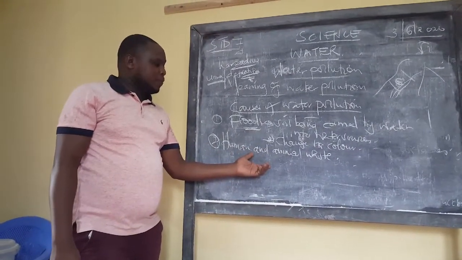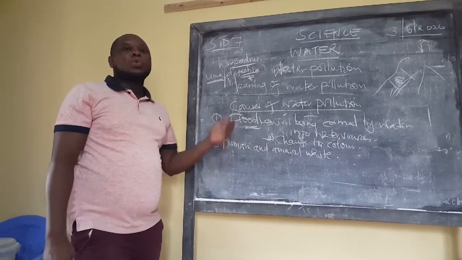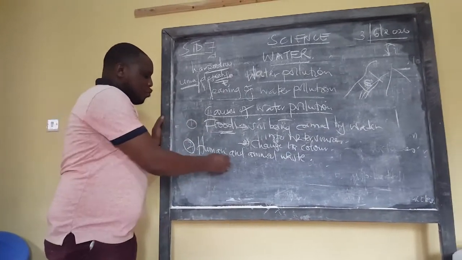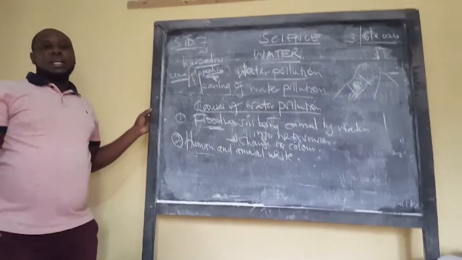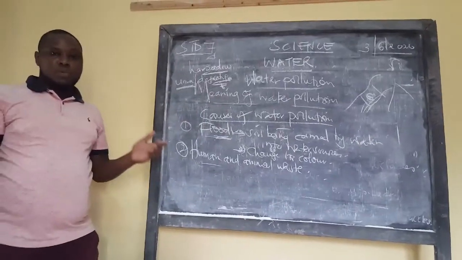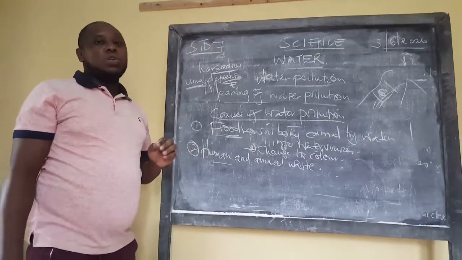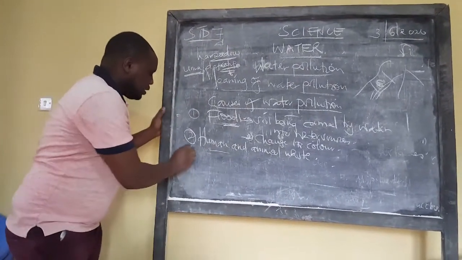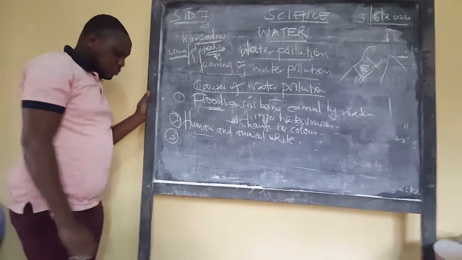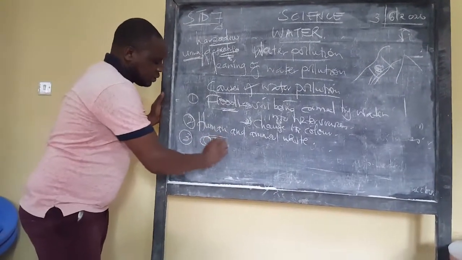You'll find that the water we take is contaminated, because if human waste is there, and particularly if that person is suffering from waterborne diseases, those people who will use that water are all going to suffer from the same diseases. Number 3 is oil spillage.